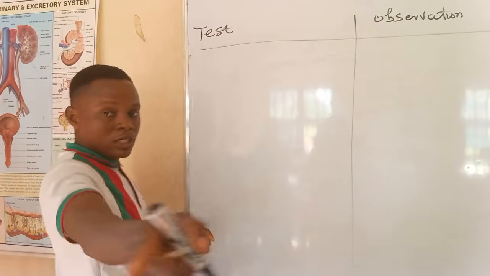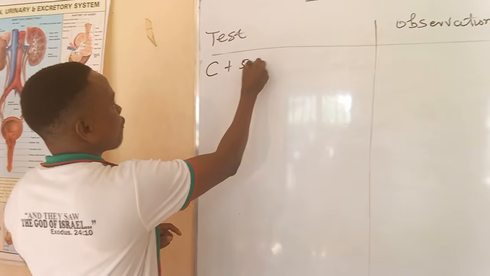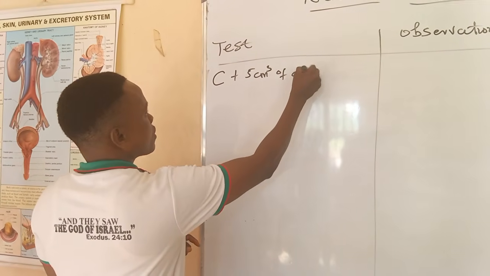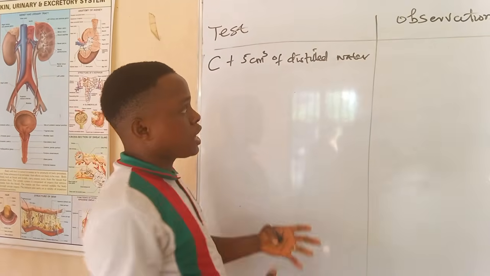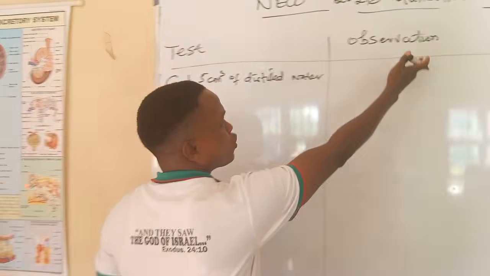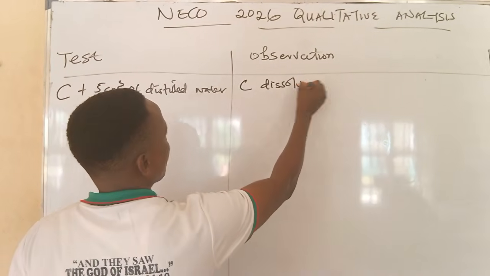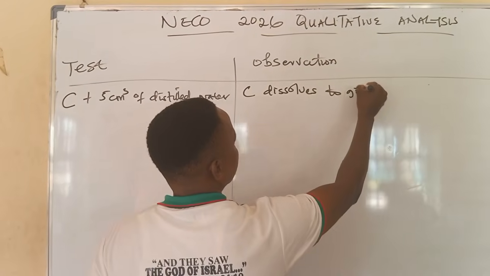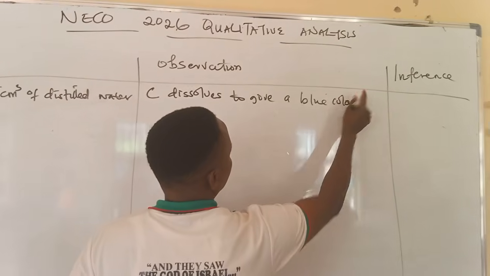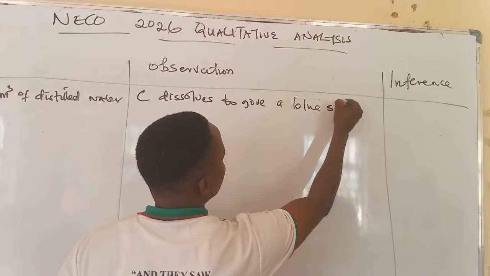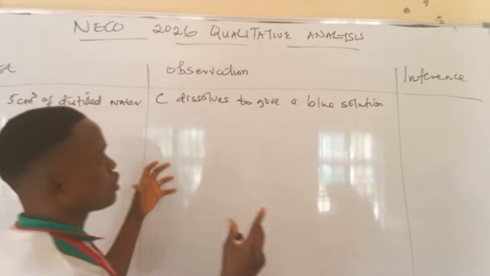So from the experiment we just did, we have sample C plus 5 cm³ of distilled water. When we added the water, we saw that it dissolved. So what was your observation? The observation is that C dissolves to give a blue solution. You can see sample C dissolves completely.